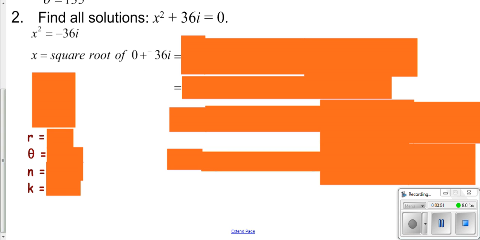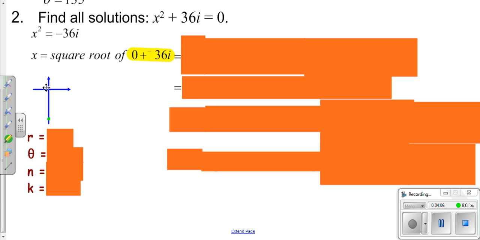The first thing you would want to do is once you have x all by itself, you want to go ahead and graph that complex number. So we're going to go 0 left and right, and we're going to drop down 36 in the i direction. So that means we're just 36 straight down here on our negative y-axis.